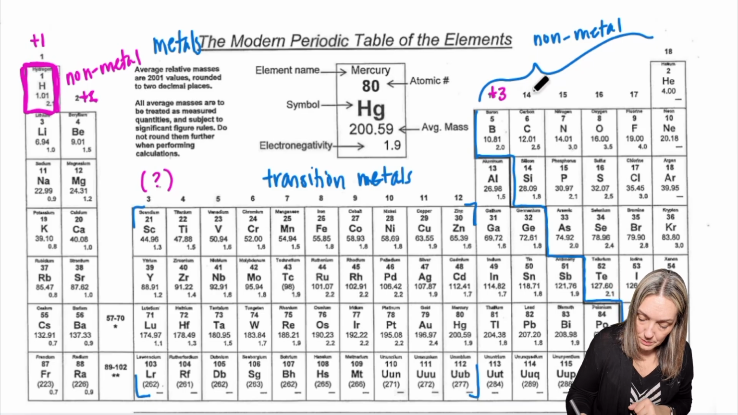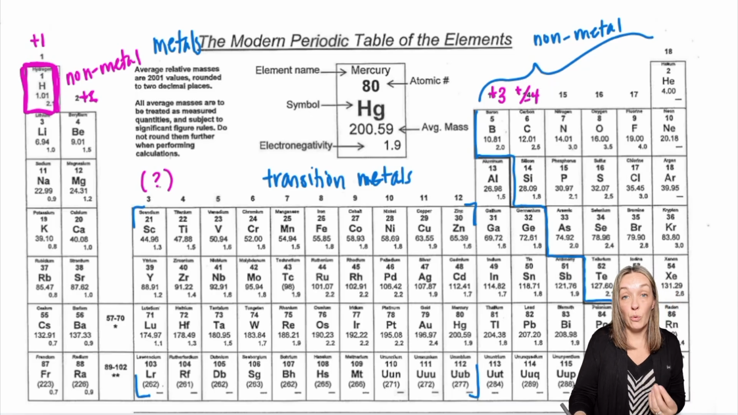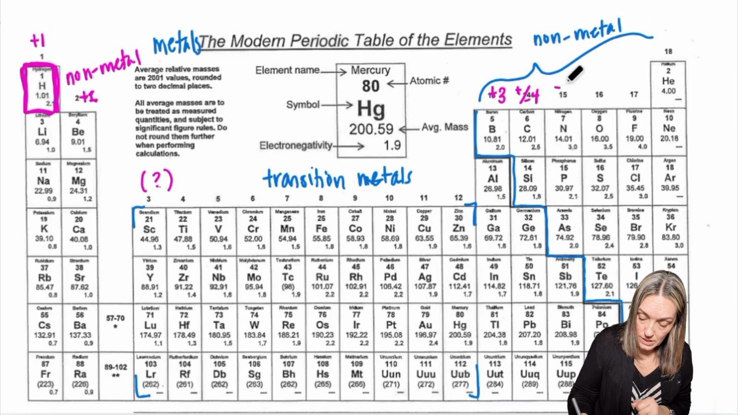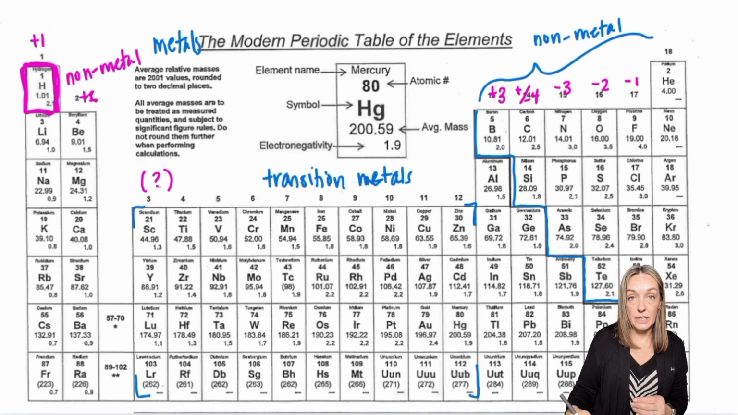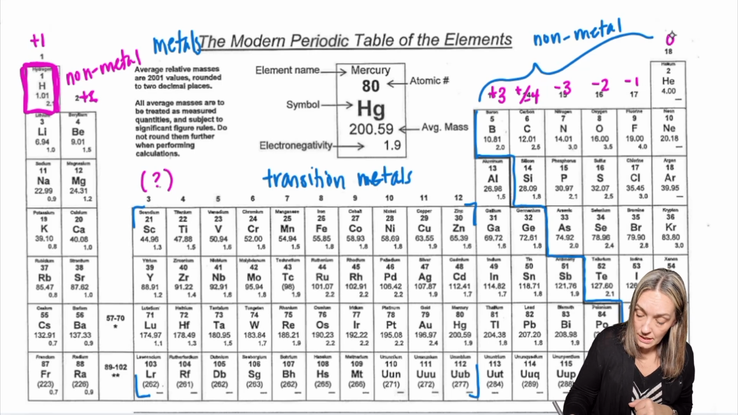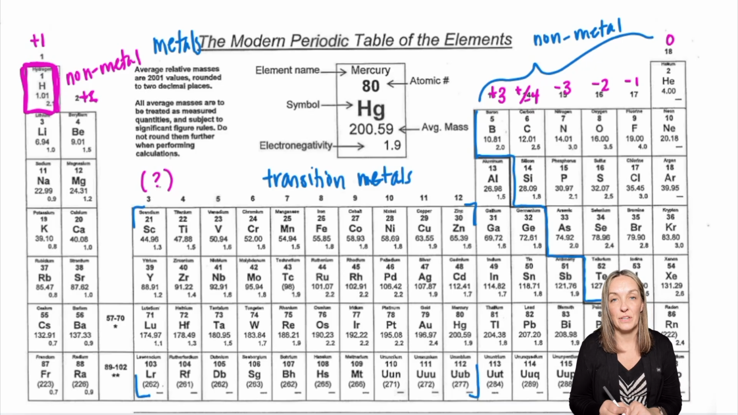This column is going to be +3. Once we hit the carbon column, we can have plus or -4. Nitrogen's column is -3. Oxygen's whole column is -2. -1 for fluorine's column, or the halogens. And the noble gases are going to be 0 because they don't gain or lose any electrons. They are already happy as is with their 8 valence.